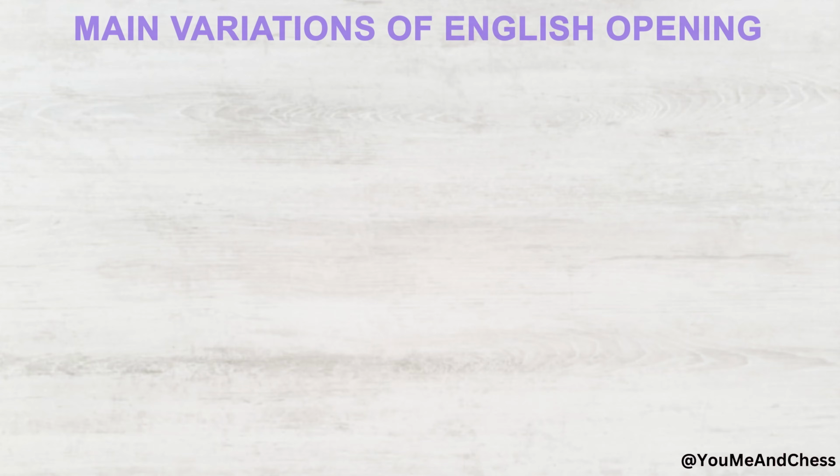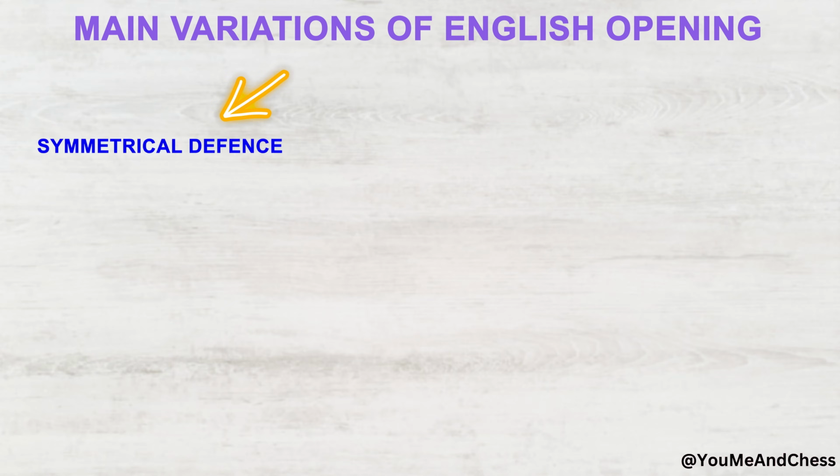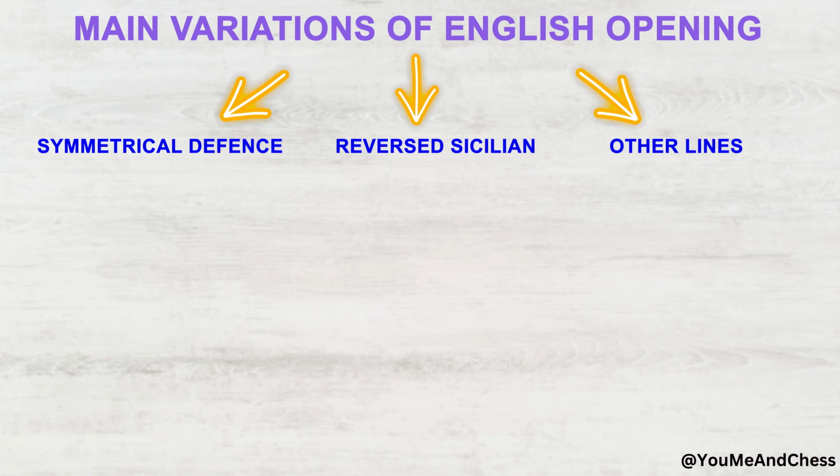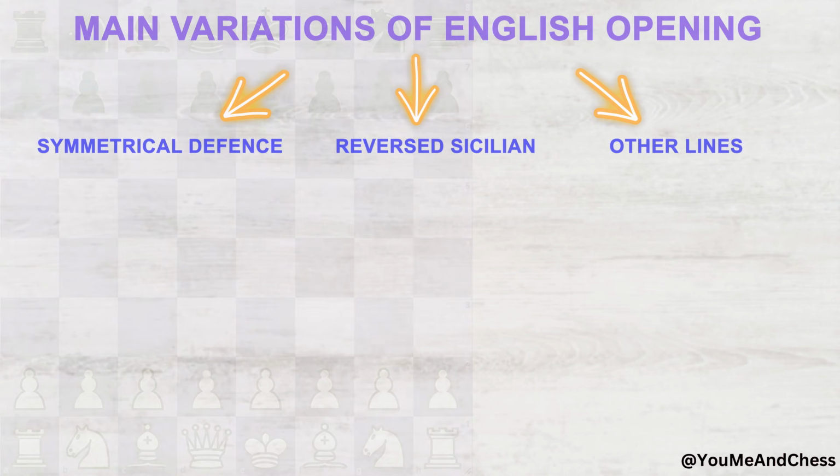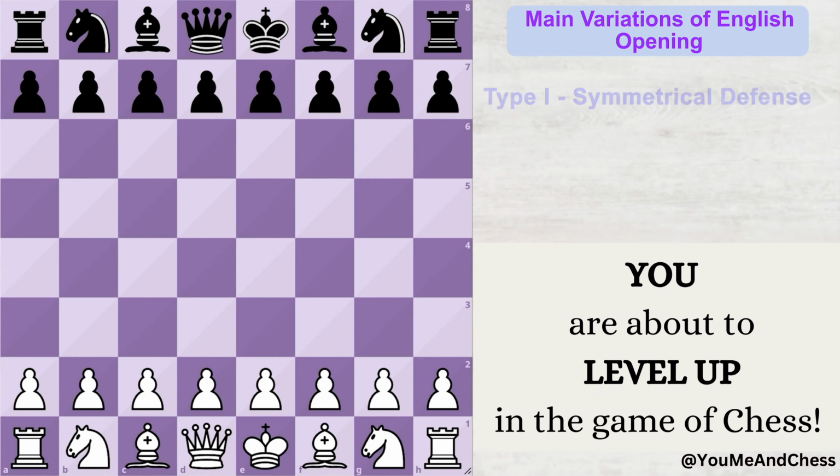So the main variations can be classified into three categories. First is the symmetrical defense, second is the reverse Sicilian, and the third is other lines. Let's look at each one by one. So the first type is the symmetrical defense.